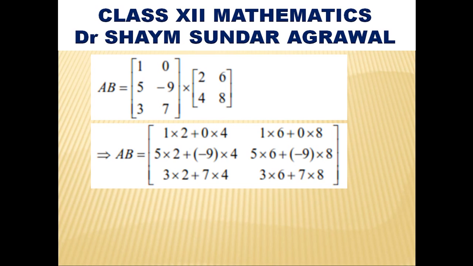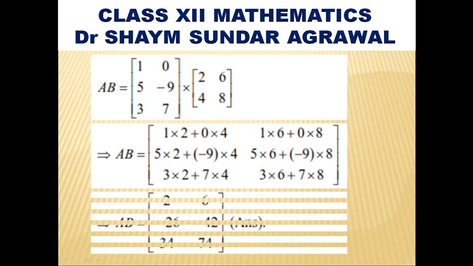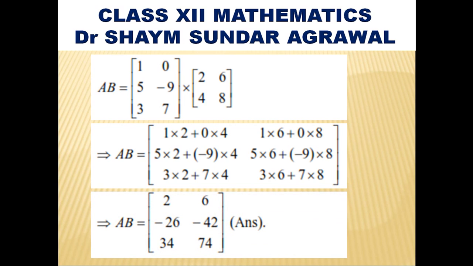Similarly, by taking third row first column and third row second column, 3 into 2 plus 7 into 4, 3 into 6 plus 7 into 8. By adding all that we got AB is equals to 2, 6, minus 26, minus 42, 34 and 74. This is of order 3 cross 2.